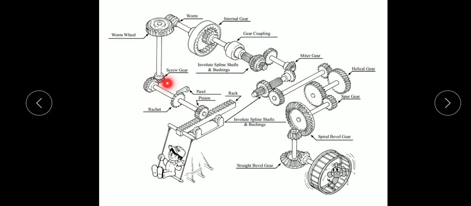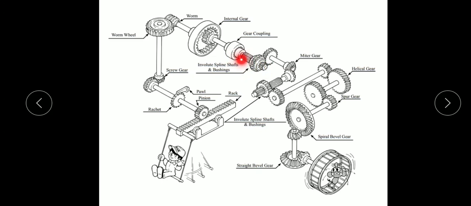Okay, the screw gear will transfer power to the worm wheel, and the worm wheel will transfer power to the worm shaft. The worm shaft is provided with an internal gear mechanism to transfer. Here you can see an example of an internal gear, how a spur gear and an internal cut gear are mating. This is the gear mate of internal gearing, and that will be transferred to a spur gear.